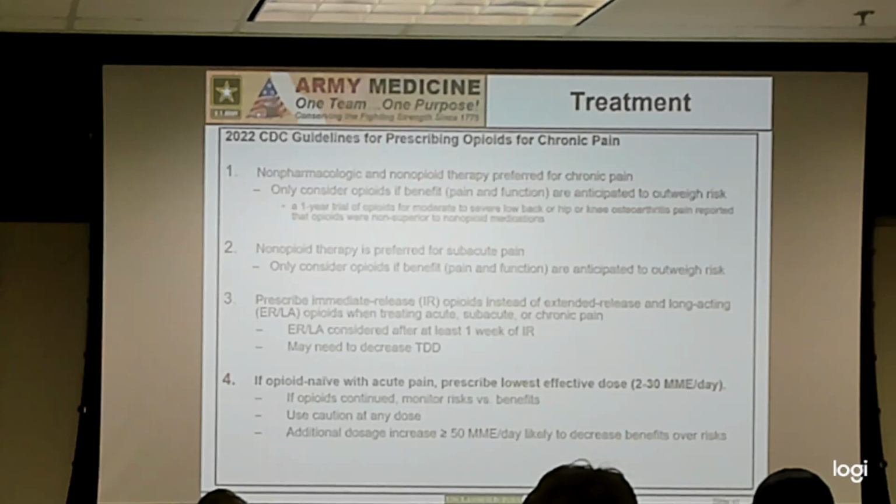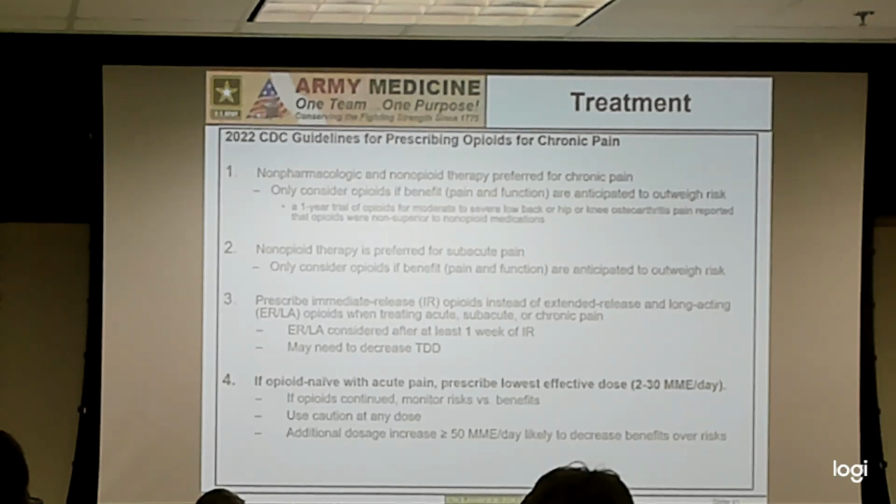Okay? So essentially, that is what this is saying. If you increase to greater than or equal to 50 MMEs a day, then you're likely to have more side effects and respiratory depression, which we don't want to do. So that's whenever your risk will start to outweigh your benefits. So your key number that you're looking for is 50. Okay?